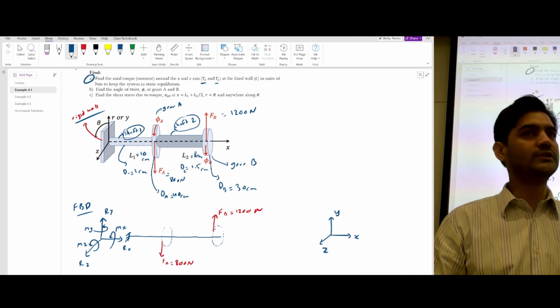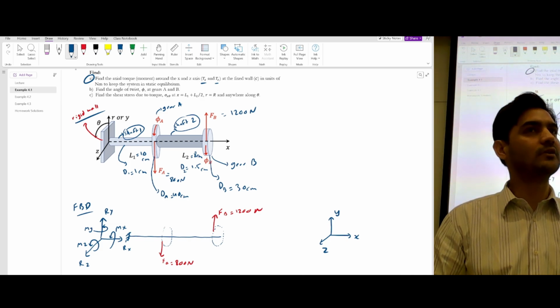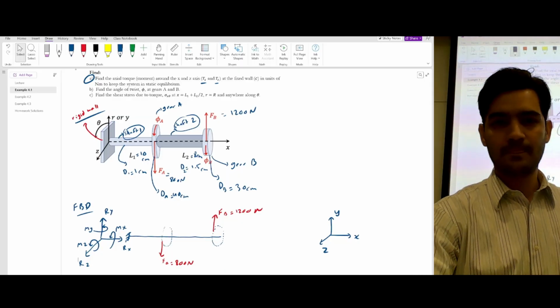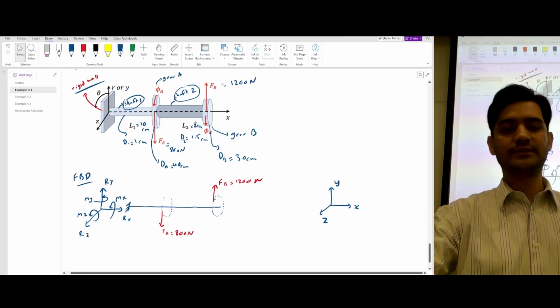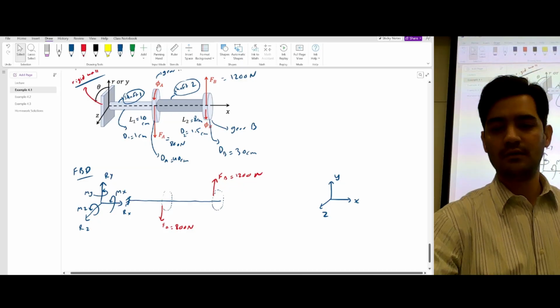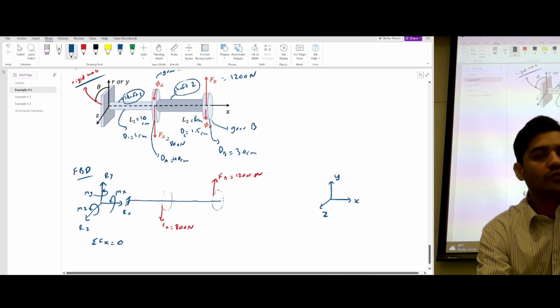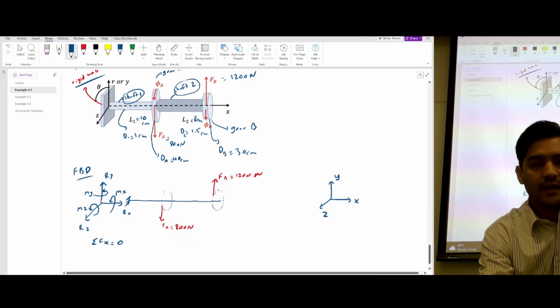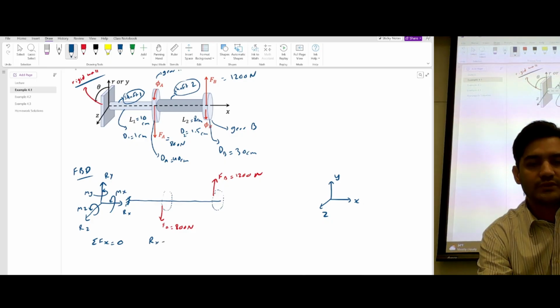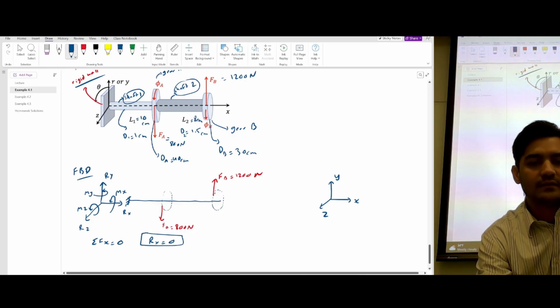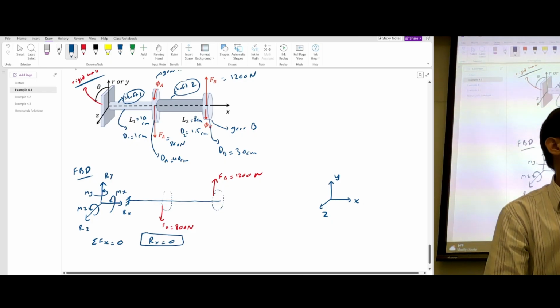So there's one moment which is causing twisting, and the other two moments are causing bending. So let's try to find the reactions. Summation of Fx is equal to 0. I can see only one force acting along the x-axis, and there's no other force acting along the x-axis, so Rx is equal to 0.